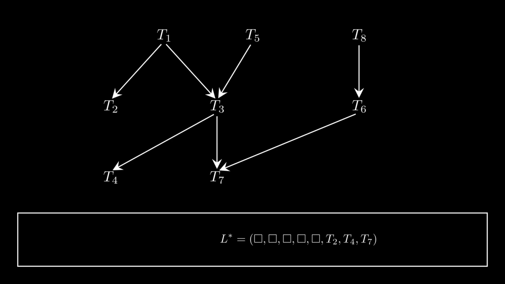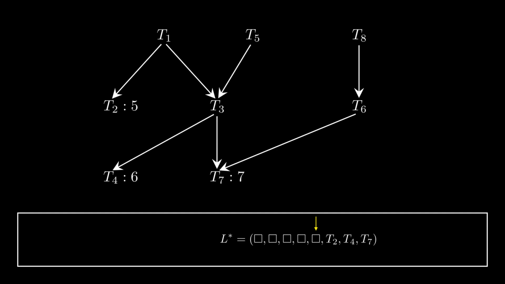Now that L star is starting to get populated, I'm going to write down the position of each task in L star next to each task. We will see how this is useful later. Now at this point, we want to figure out which task to do fourth last. So how should we choose the task?